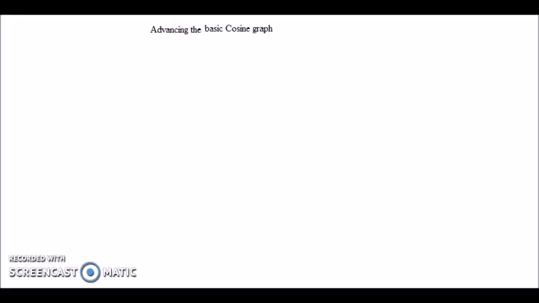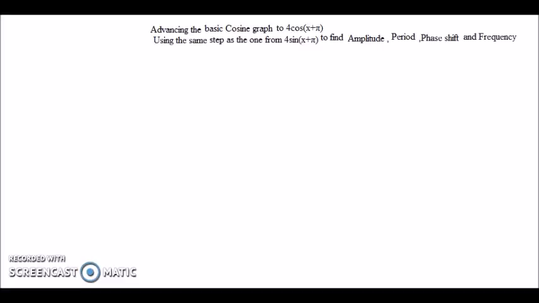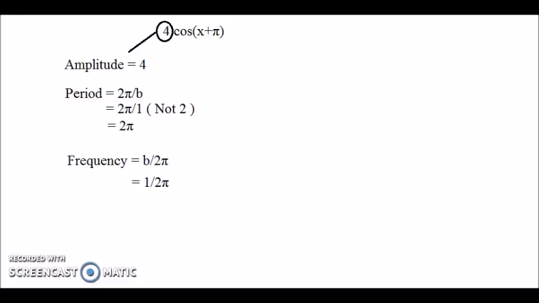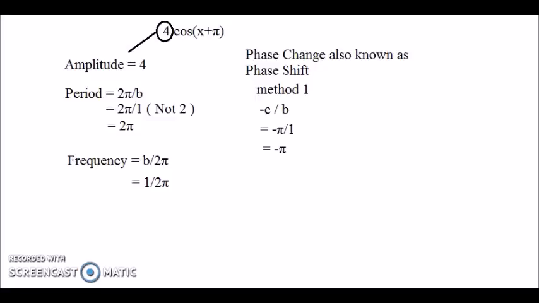Previously, for the graph 4 sine bracket x plus pi bracket, we did mention how to find the amplitude, period, frequency, and phase shift. As such, in this graph, the amplitude will be 4, the period will be 2 pi over 1, which is 2 pi. Frequency will be 1 over 2 pi, and phase shift will be negative pi by using method 1 and method 2. After finding the unknowns, we can now sketch the x and y axis.